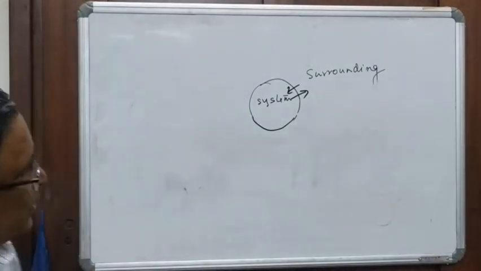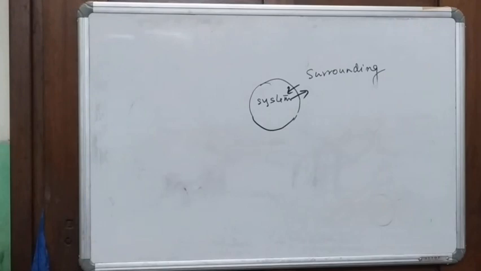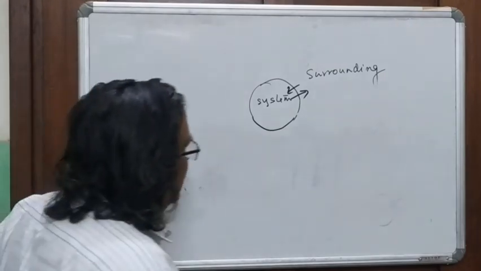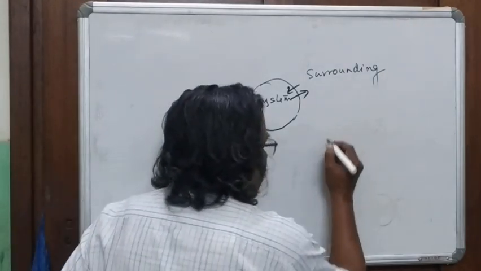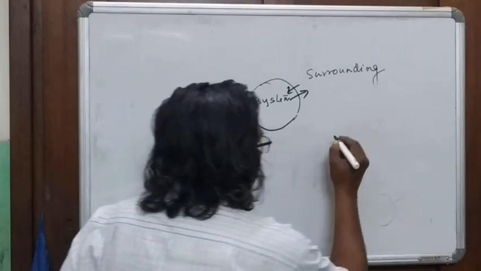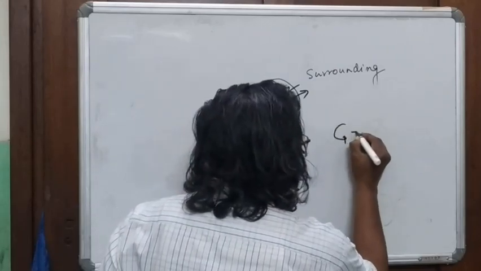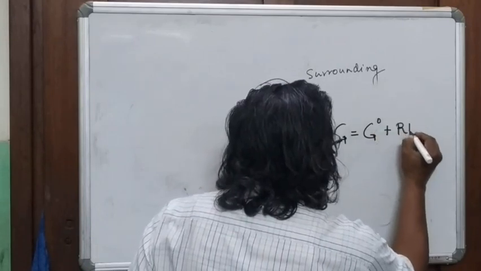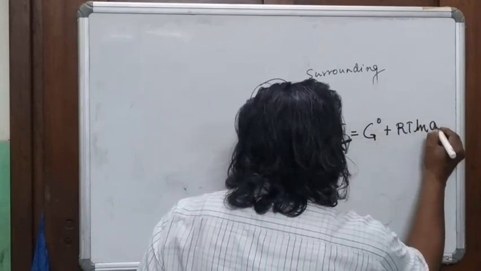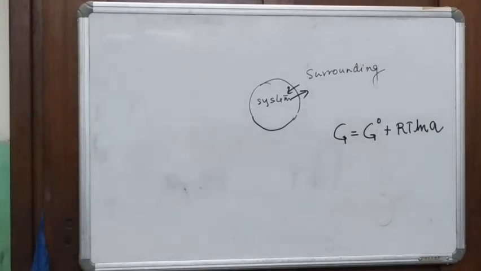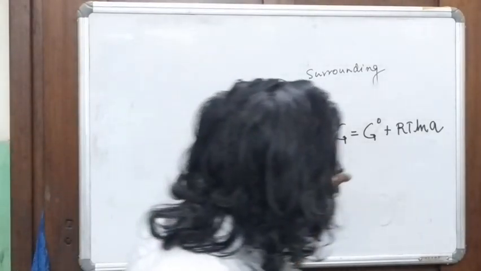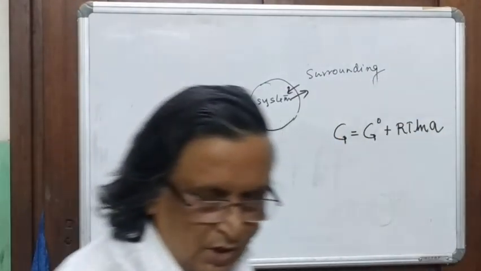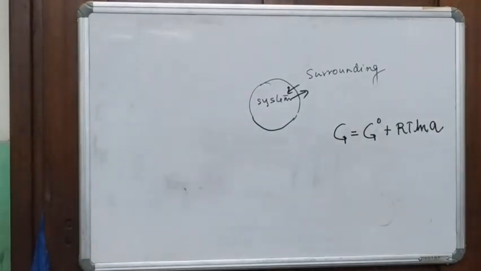Now, there is a particular term, some of you may know this. I think you know this expression: G is equal to G0 plus RT ln activity. Many of you have studied this in school. G is equal to G0 plus RT ln A.